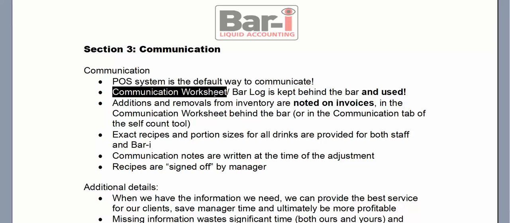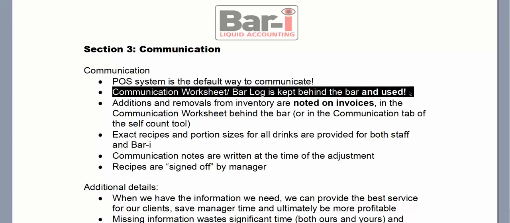So when you can't ring it into the point of sale correctly, the best thing to do is to write it down on the communication worksheet, which you'll have placed behind the bar, or if you prefer, maybe you already have a booklet you put behind the bar, and use it. And I say that because there's a lot of bars that have a communication log, and they get two notes in there per month. If we only have two notes in the log each week or so, there's either one or two things going on.